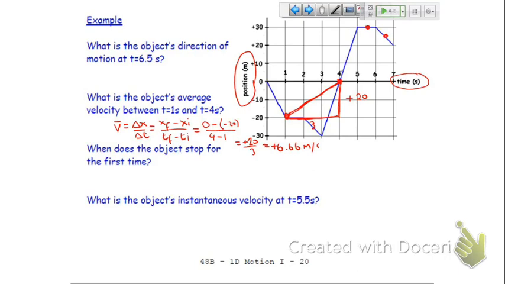When does the object stop for the first time? Position, so it stops at there for the first time. And what is the object's instantaneous velocity at 5.5? 5.50.